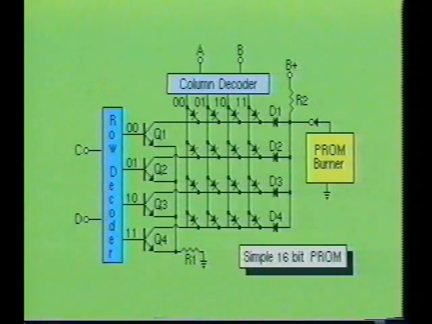A factory-fresh PROM can be programmed with a PROM burner. The PROM burner is a specialized piece of equipment designed to generate high-energy pulses which destroy the desired links to match the contents of the user's data file. Programming the PROM is a very simple process.